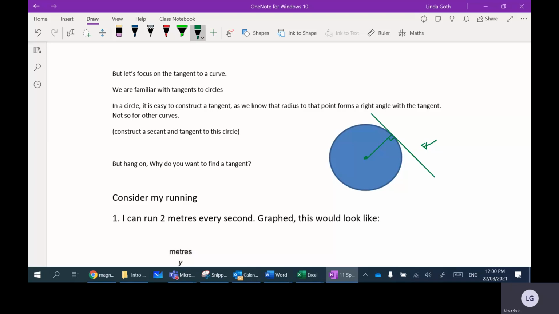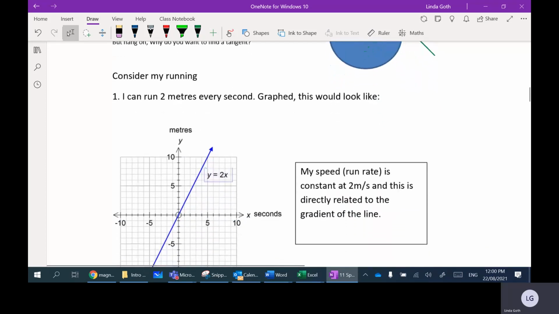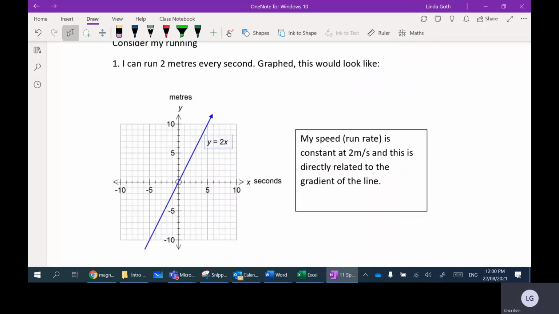So the other thing we have to say is, why do you want to find a tangent to a circle or to a curve or to something else? So I want to give you a real life example. Let's say I can run 2 meters every second. If I wanted to graph that up, this is what it would look like. It would look like the graph of y equals 2x. So my speed or my run rate is constant at 2 meters per second, and this is directly related to the gradient of the line, because we know y equals mx, the gradient of that line is 2.